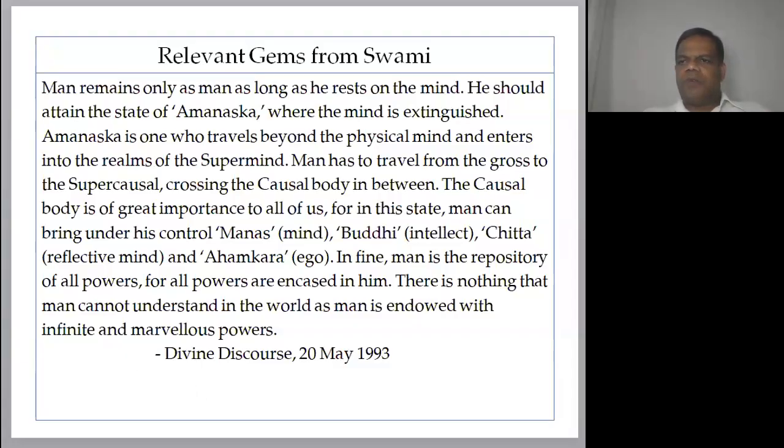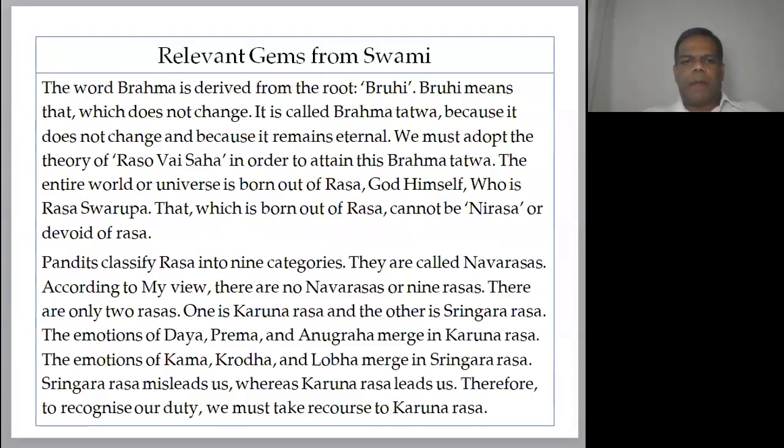There's another excerpt we'll read because it's related to the last one, Karuna Purna. The word Brahma is derived from the root Bruhi. Bruhi means that which does not change. It is called Brahma Tattva because it does not change and because it remains eternal.